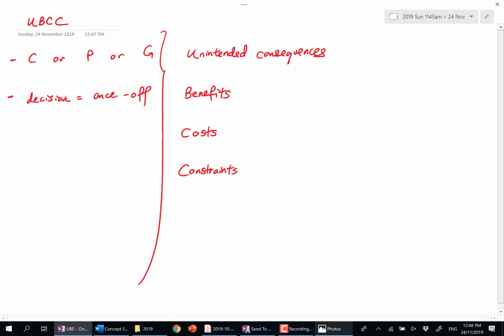Your school notes would have shown you a decision-making framework that looks like this. Okay? It's a diagram.